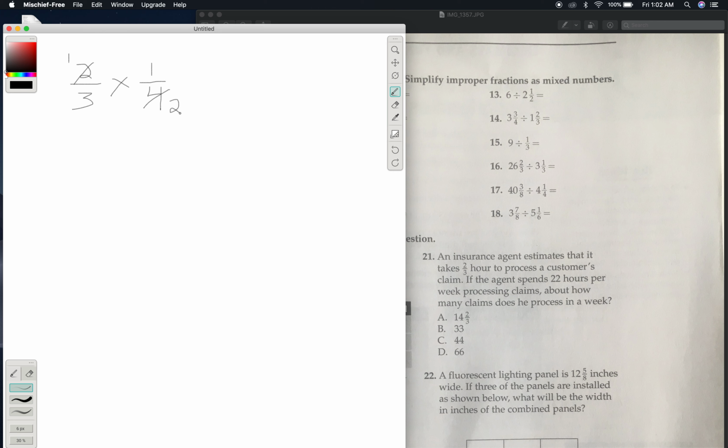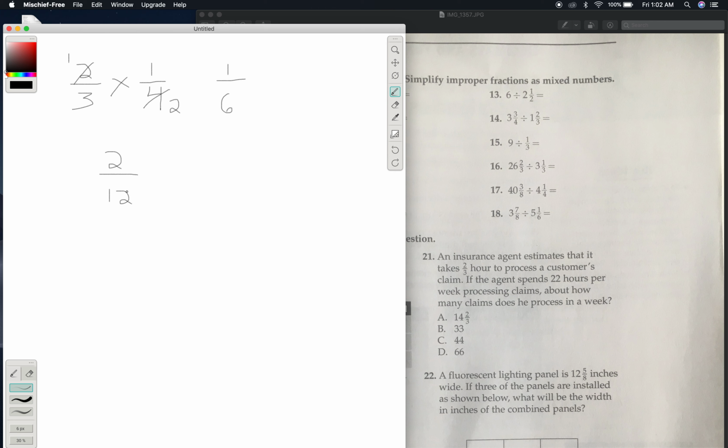That was basically reducing, which is called canceling, before you actually complete the problem. So 1 over 1, that's 1 times 1, and then 2 times 3 is 6. Had we not canceled, it would have been 1 times 2 is 2, and 4 times 3 is 12. Then that's not reduced, and we still have to reduce it.